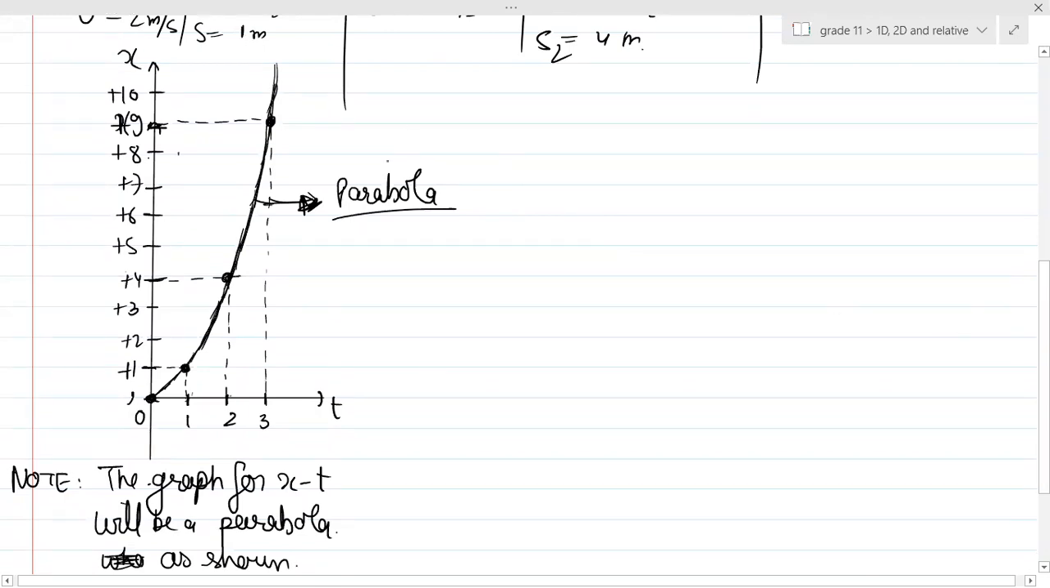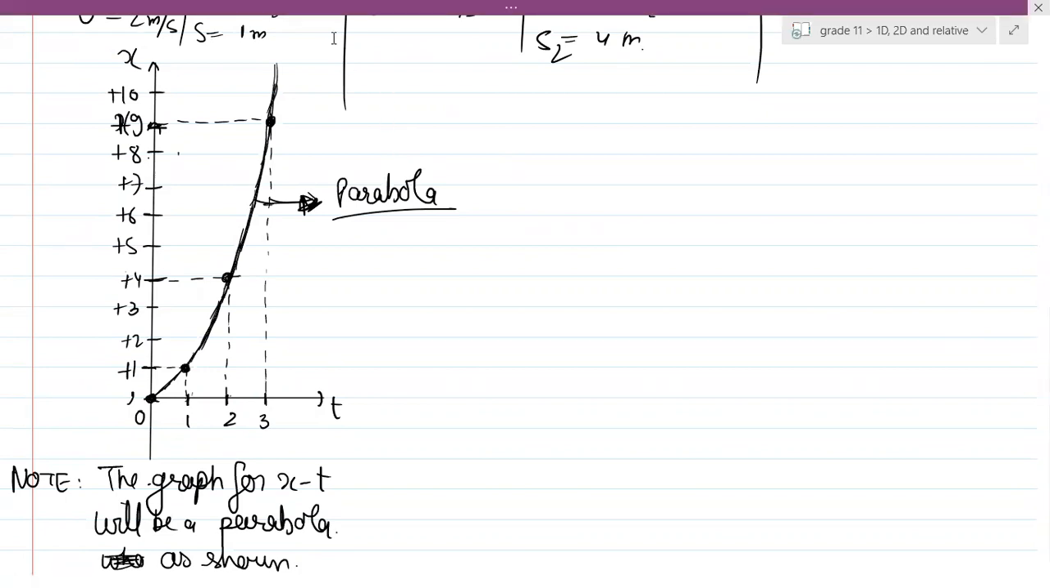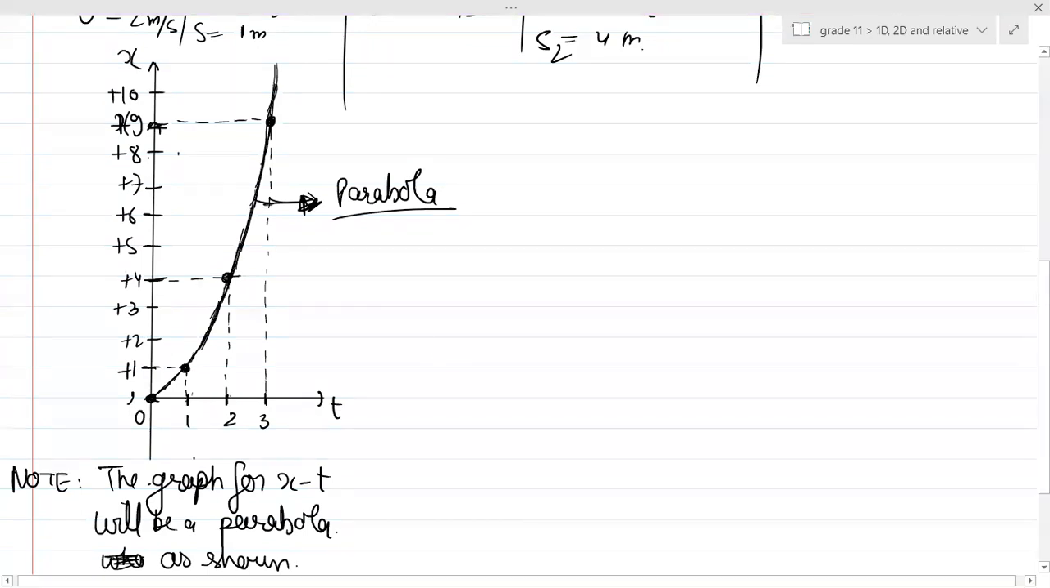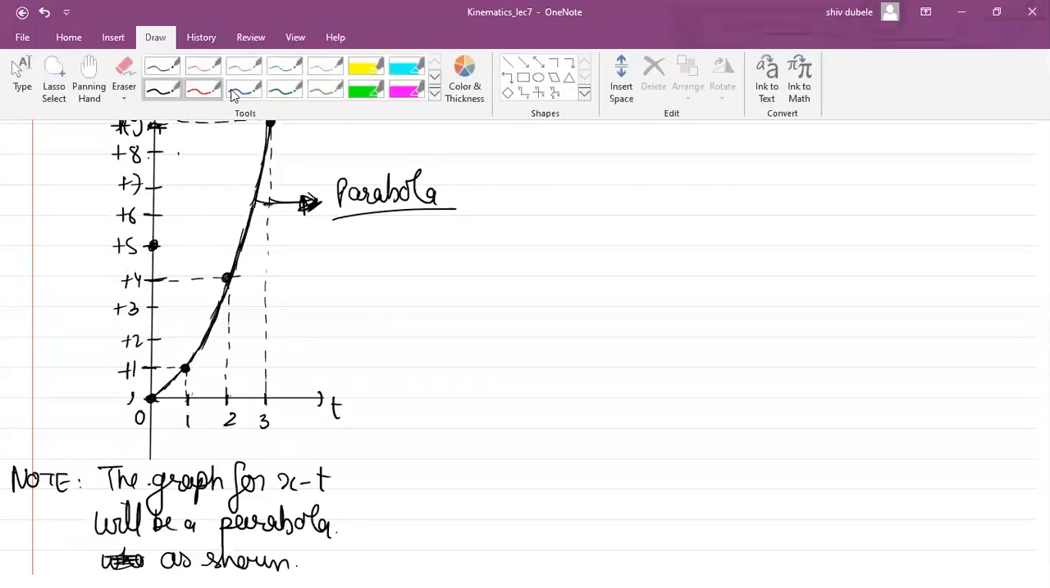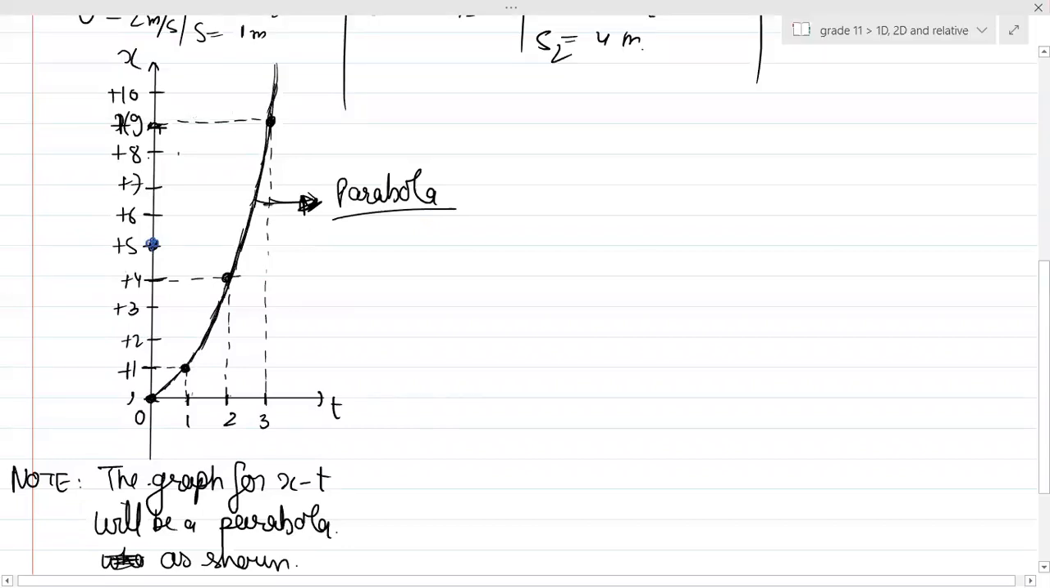No, sir. It's clear. So tell me, can I draw the same thing for different object B, object C? Do you remember object A starting from origin? Object B was starting from x equals to plus 5. Anyone remember object B and object C which we discussed in the last class? Object B was at x equals to plus 5. Object C was at x equals to minus 3, right? So the graph for this will go like this, something like this.